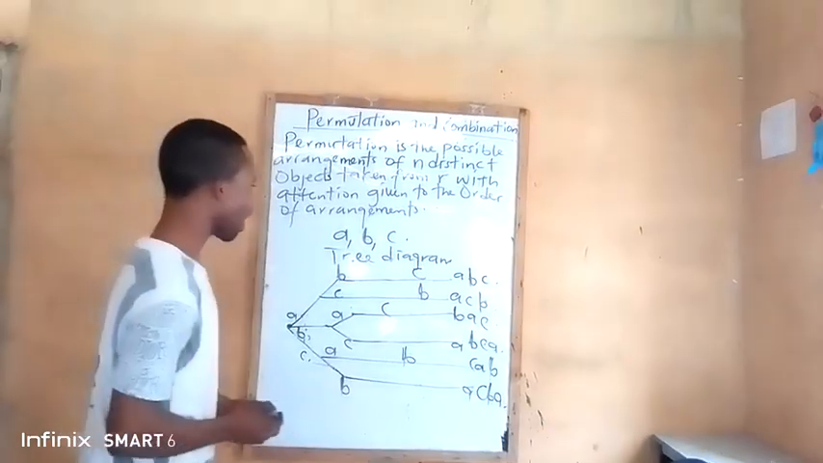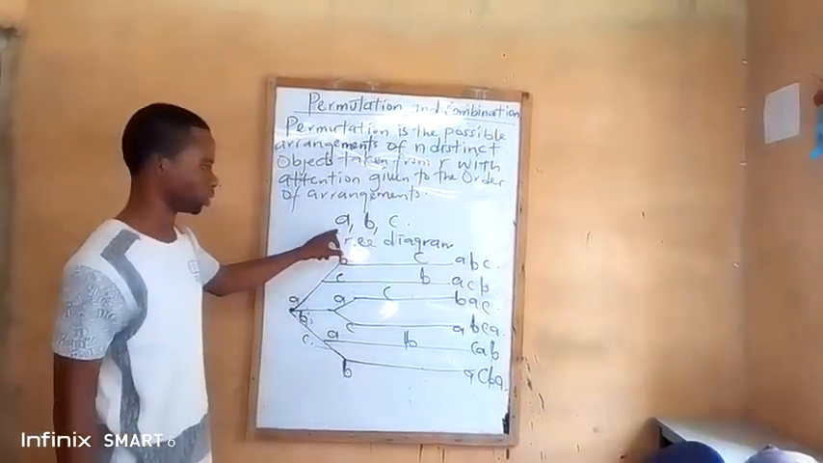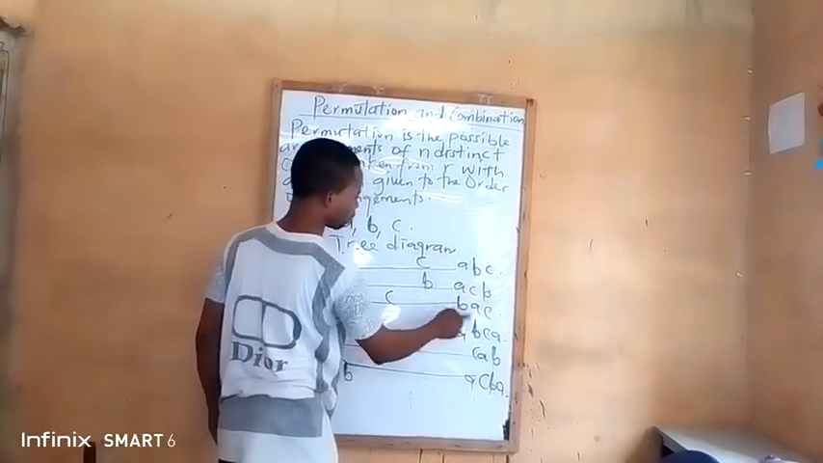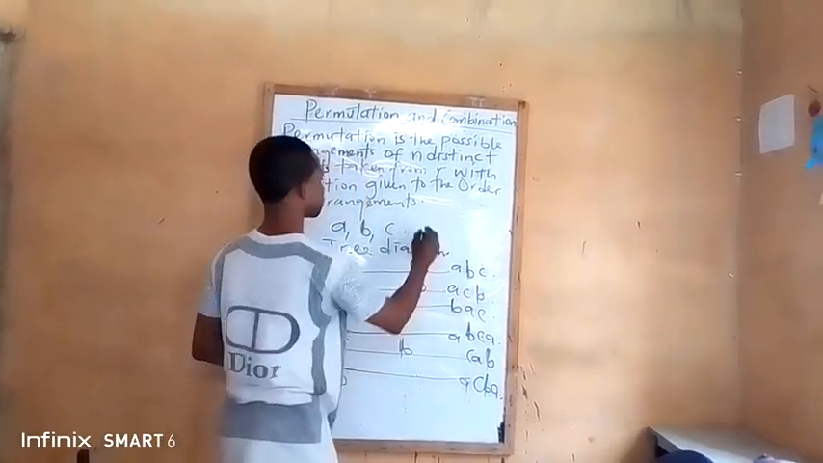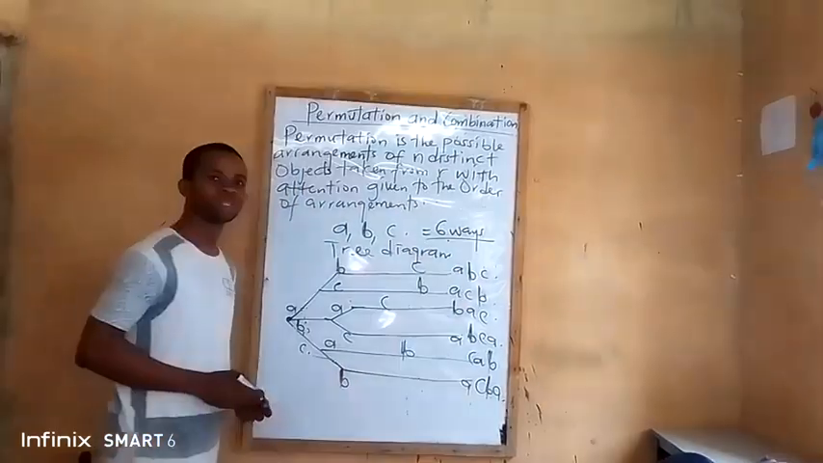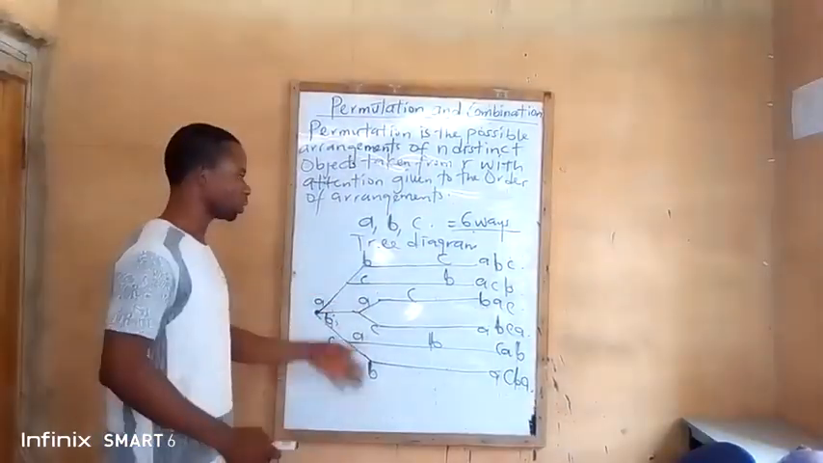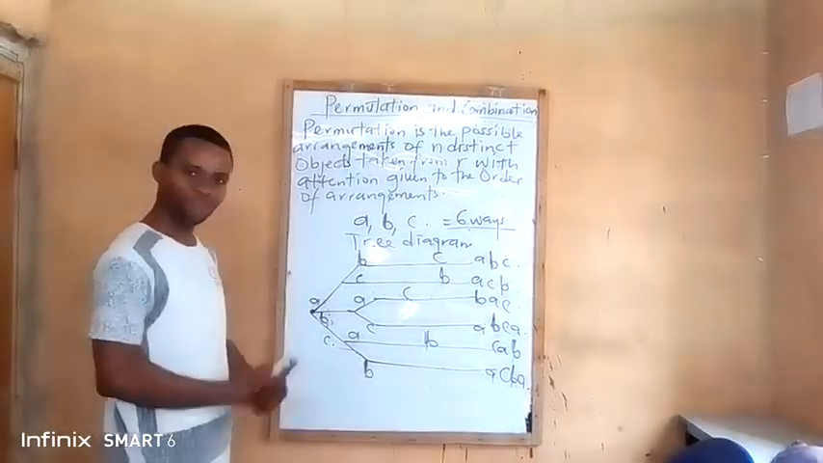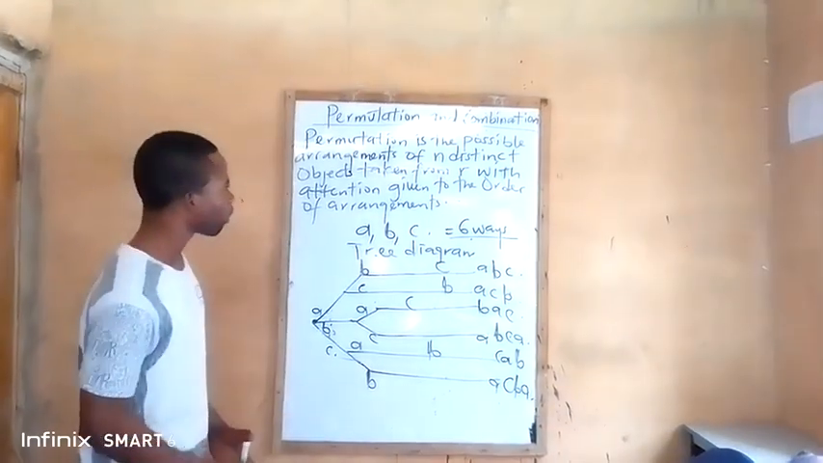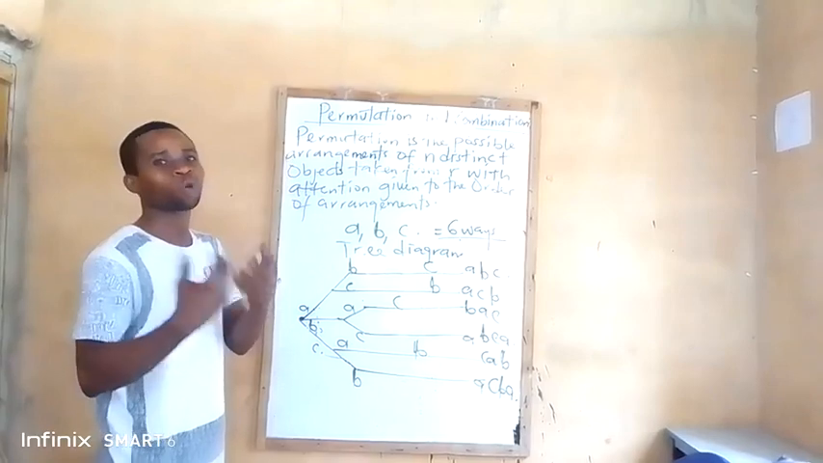So these are the possible arrangements for these 3 distinct objects. That means for 3 distinct objects, how many possible arrangements do I have? 1, 2, 3, 4, 5, 6. I have 6 ways. That's the possible arrangement for these 3 distinct objects. Now, we can do the tree diagram for 4 objects also, 5 objects also, according to these patterns. But that will be stressful and time consuming.